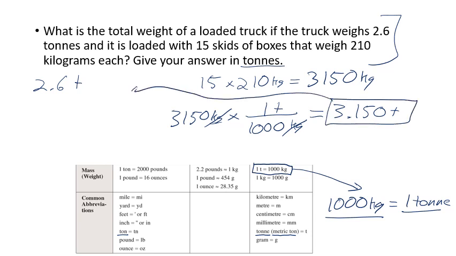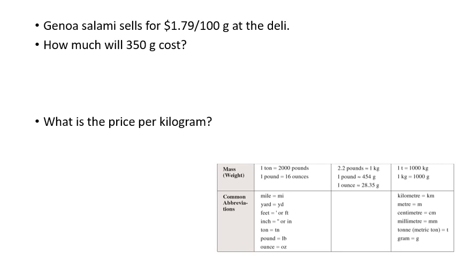Now that number can get added to the weight of the truck, which is going to be 3.15 tons. We're going to add these things up. Okay. And so for our final answer, then it's going to be 5.75 tons. That's how much this thing is going to weigh. It's a lot.